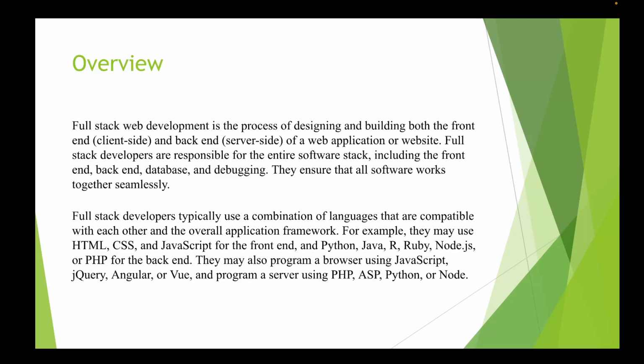Full stack developers typically use a combination of languages that are compatible with each other, and they choose the best framework that is suitable. For example, they may use HTML, CSS, JavaScript for the front end, and Python, Java, Ruby, Node.js, or PHP at the back end. They may also program a browser using JavaScript, jQuery, Angular, Vue, any popular languages and frameworks, and program a server using PHP, ASP, Python, or Node.